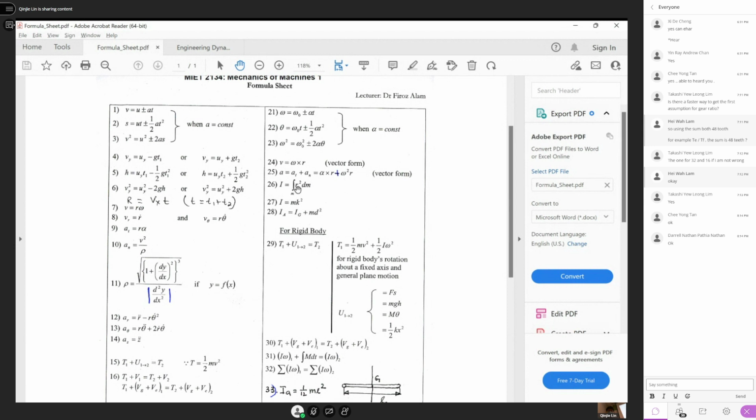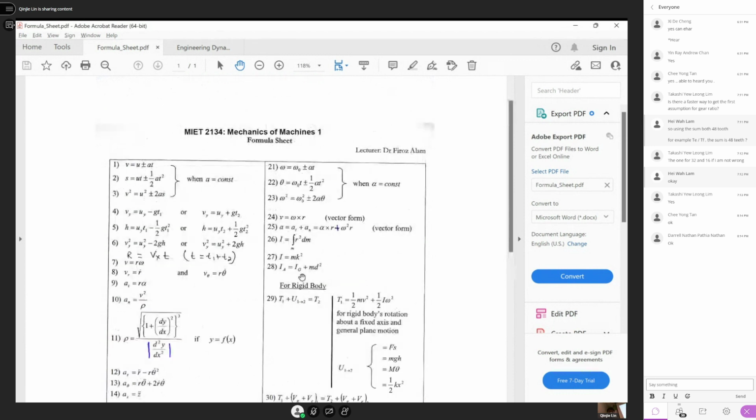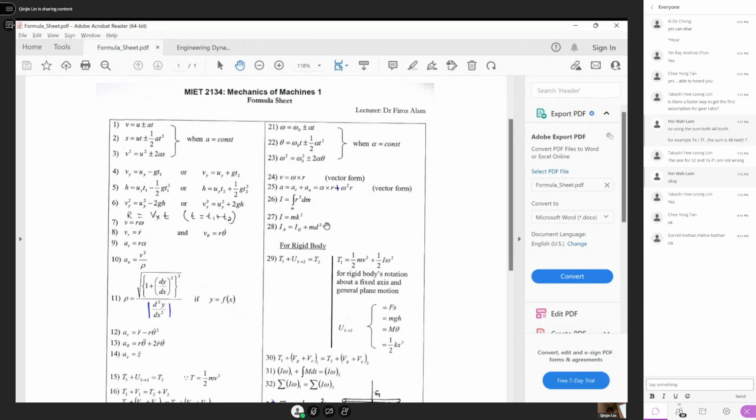I equals integral of r square dm. This is our moment of inertia. Then moment of inertia equals mk square. k is our radius of gyration. And 28 is basically your parallel axis theorem. You know some moment of inertia already, right? You want to rotate it about an axis that's parallel. What you need to do is add md square. This is our parallel axis theorem.